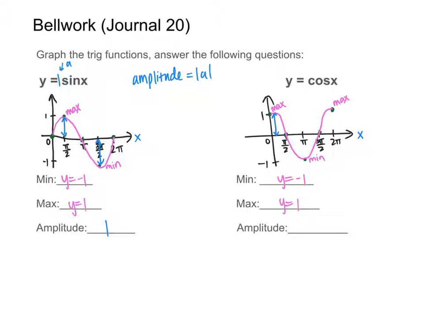Actually, let me reiterate that. It's the distance from the midline, or the halfway point of the curve, to the highest point or the lowest point. So in this case, the midline here is the x-axis, and from the x-axis to the maximum point, that's about 1 unit. And from the x-axis to the minimum point, that's also 1 unit. So the amplitude is 1, but also you can just look at the cosine and see that the coefficient in front is a 1.